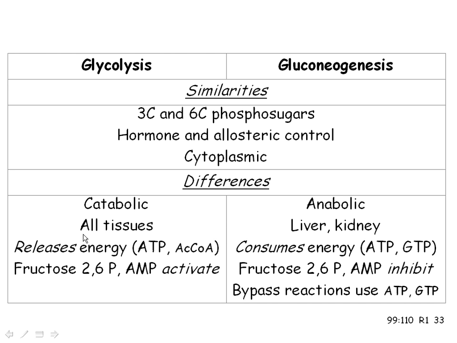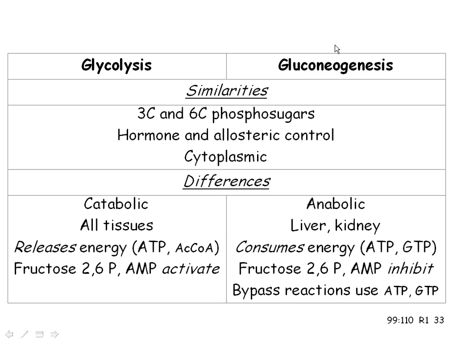Glycolysis happens in all tissues, and it's there to release ATP and acetyl-CoA. And fructose 2,6-bisphosphate, which is this trace amount made by phosphofructokinase 2, remember, it's a little tricky, different enzyme there, activates it.